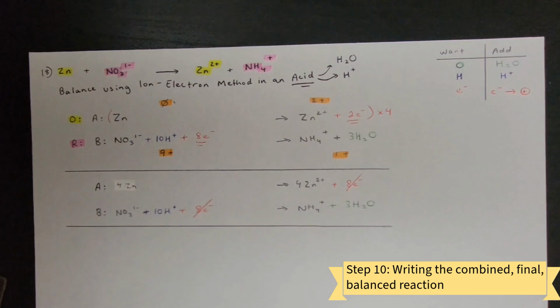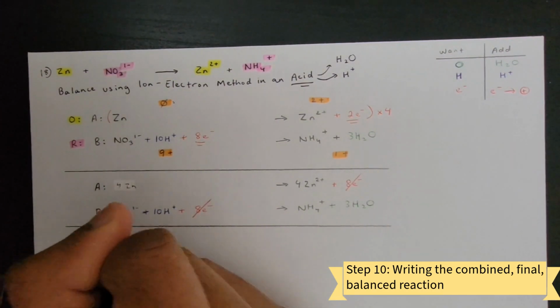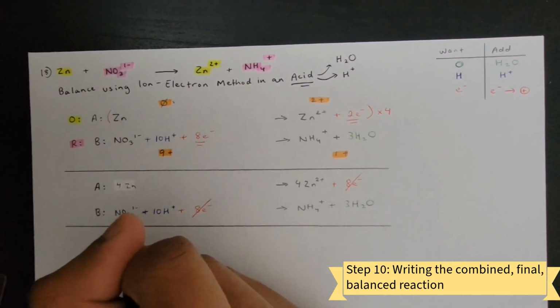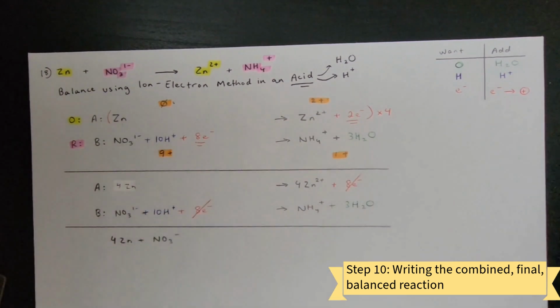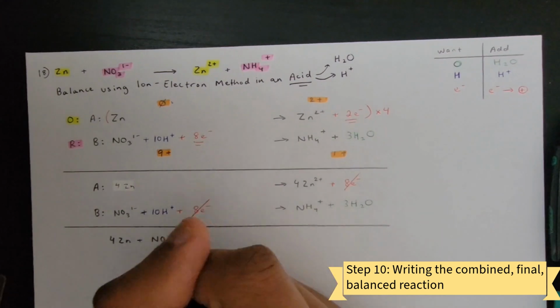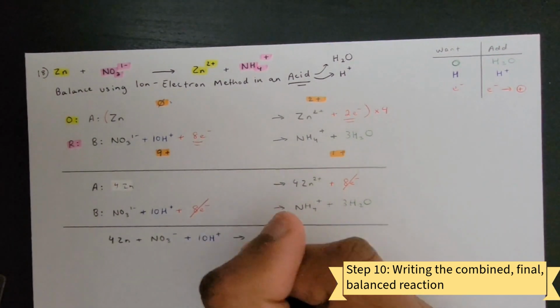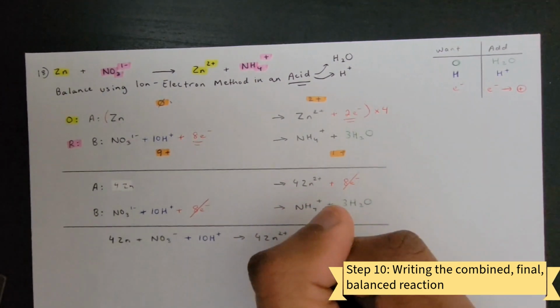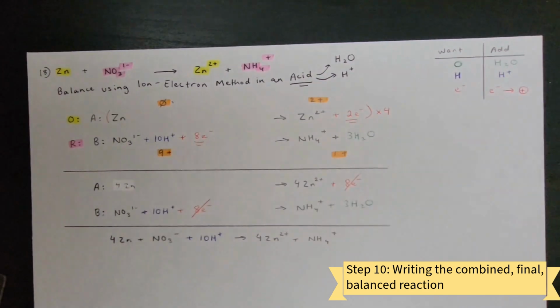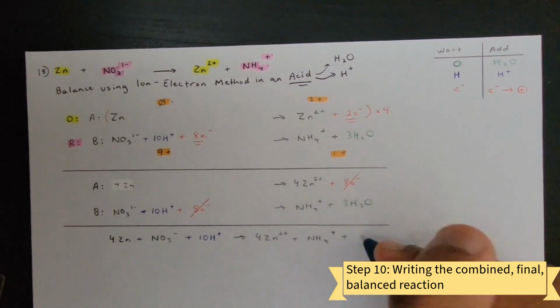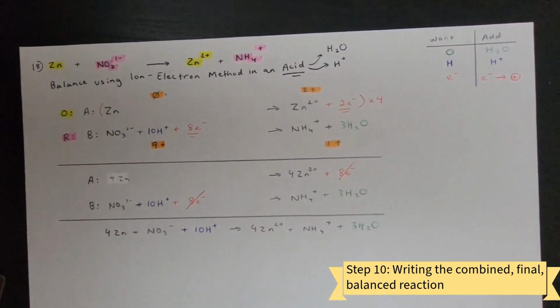The final step is to write the complete full form of our final balanced reaction. Everything that wasn't cancelled out in the previous stage is now going to be in our final answer, which means the full reaction is 4Zn plus NO3- plus 10H+ produces 4Zn2+ plus NH4+ plus 3H2O.